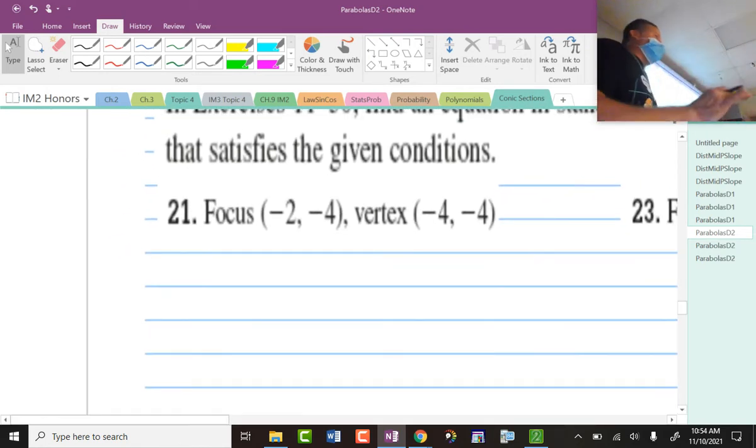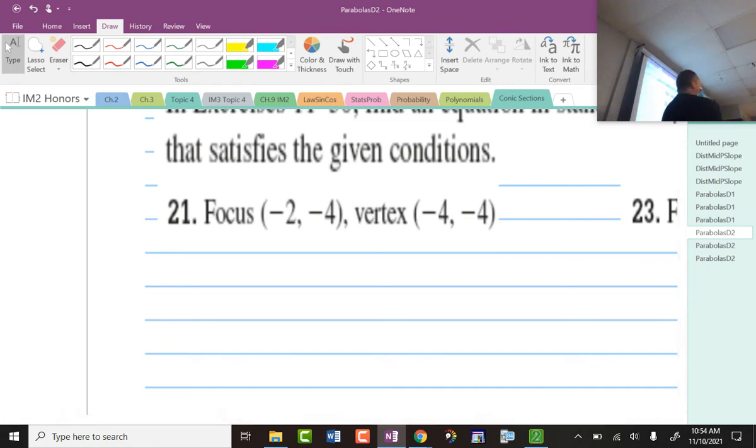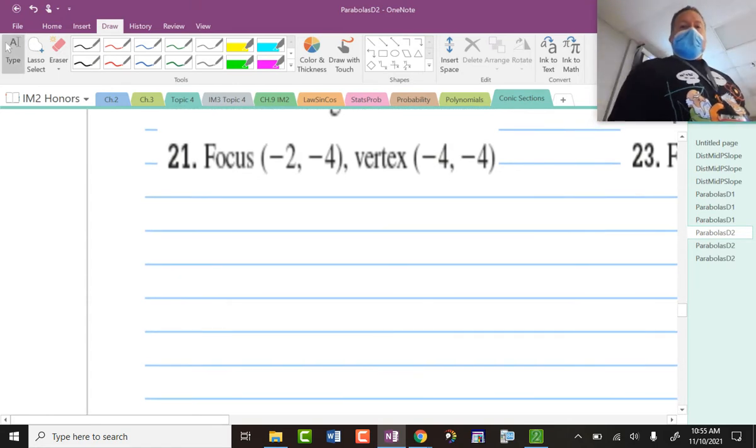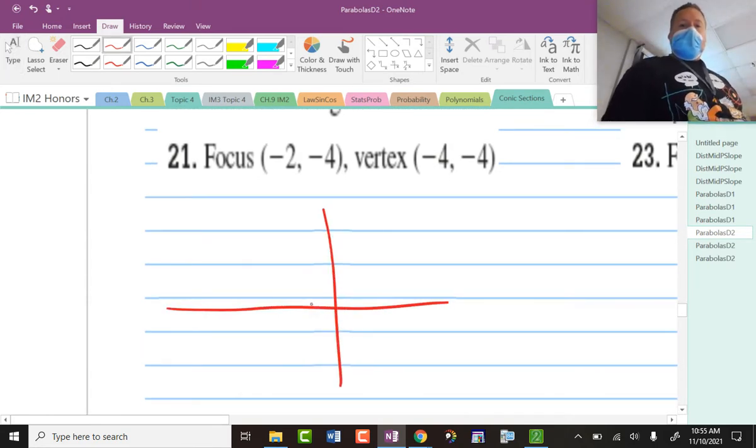All right, here we go. So we've got this information here, and all we're doing is finding the equation. If I cut off the directions, just say find the equation of the parabola. Okay, silly fool if you don't do this. The focus is -2, -4.